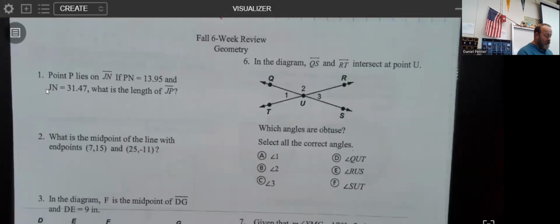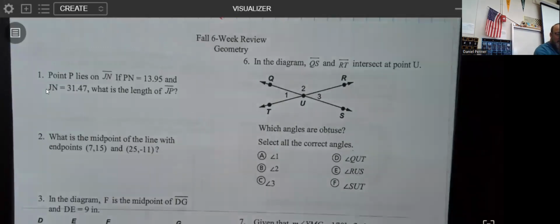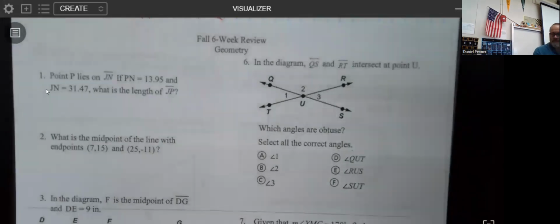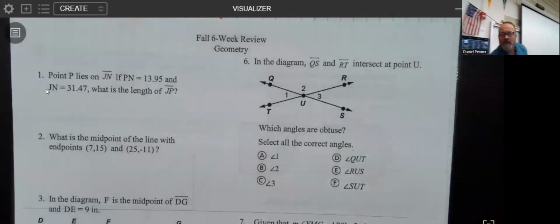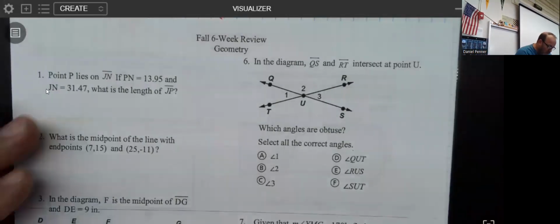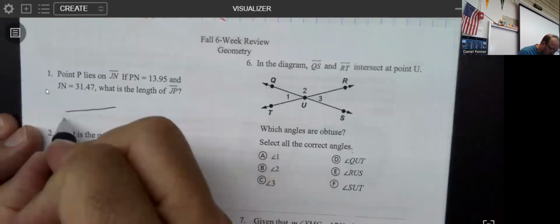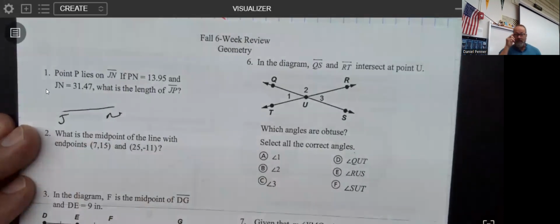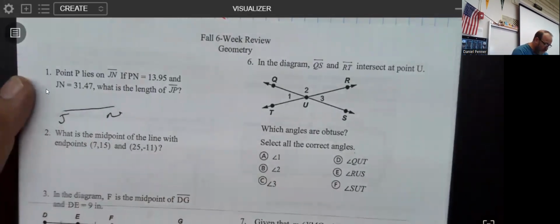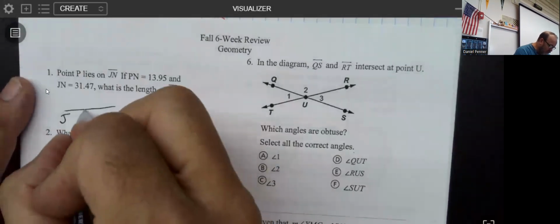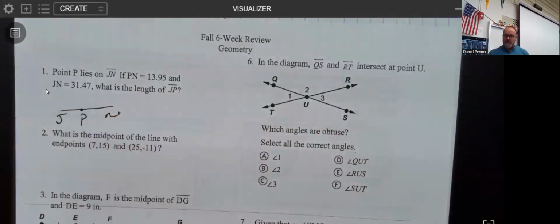We have a story where point P lies on JN. So clearly what that's telling me is that JN is a line segment. It's kind of important that as soon as you see something like that, let me move my camera here, that we go ahead and draw the segment JN because that's what it says we have. And it says point P lies on it. So P is in there somewhere. So I want to make a picture so that I can actually make things make sense.